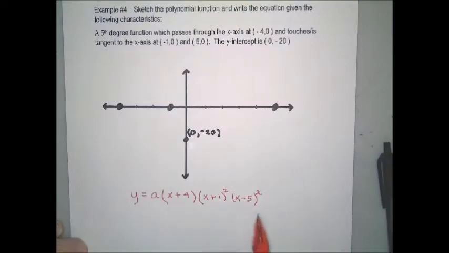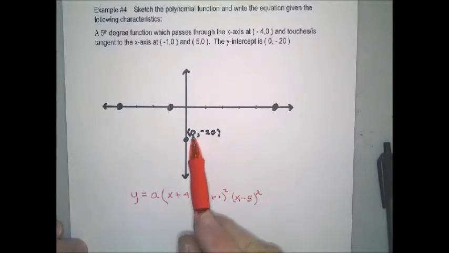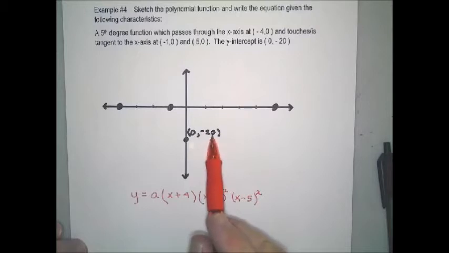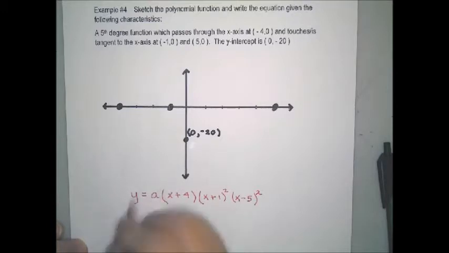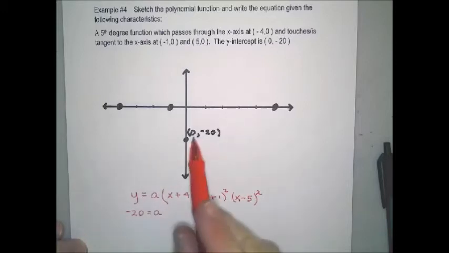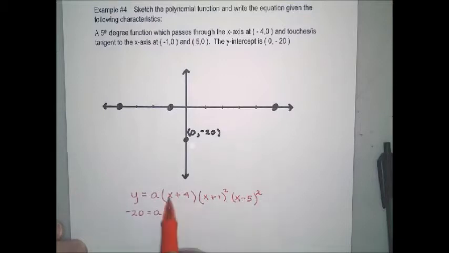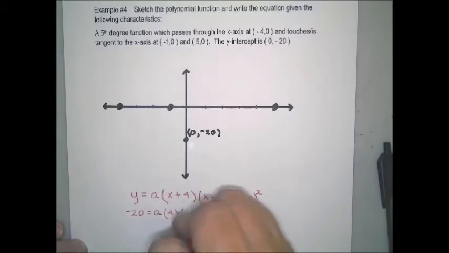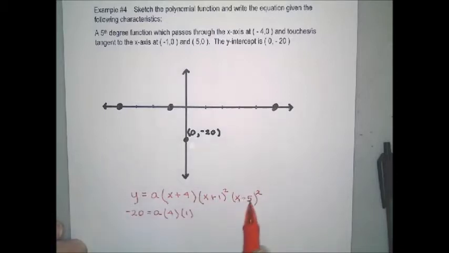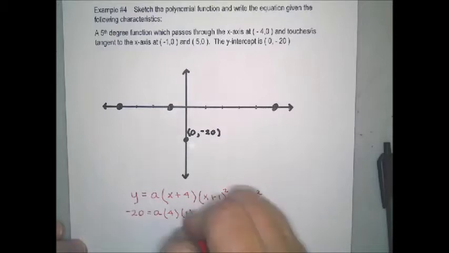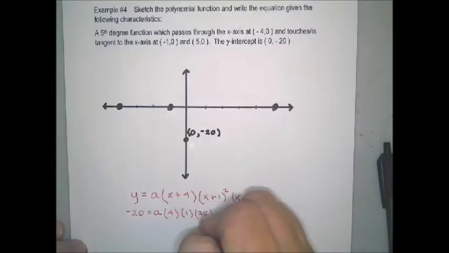Now the next thing we know is that y-intercept. Whenever x is 0, y has a value of -20, so we're going to use that as the last piece of the puzzle. My y value is -20 when the x value is 0. So if you mentally substituted a 0 for each one of these x's, this would be 4. Now 0 plus 1 is 1, but when you square it, it's still 1. 0 minus 5 is -5, but when you square it, it's +25.